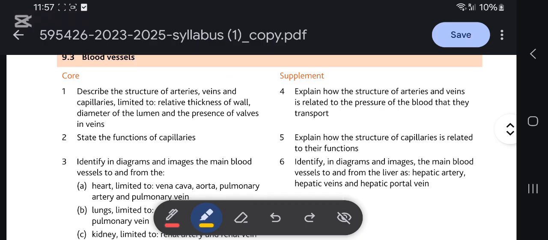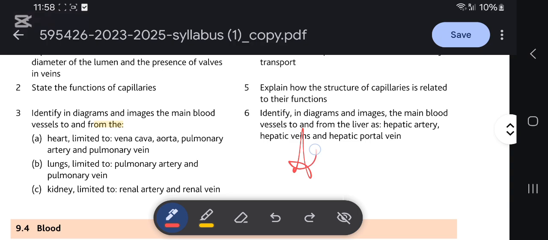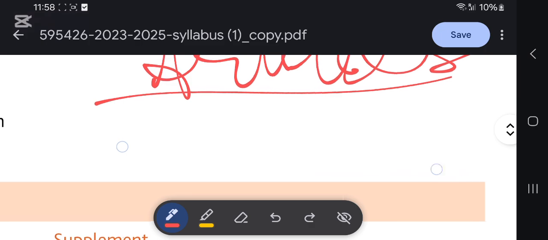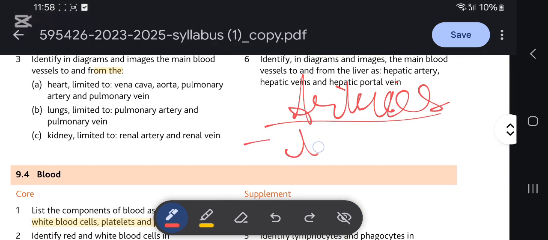Okay, now talking about arteries and veins. There's not much actually. You just need to know it. Arteries carry blood away from the heart, like the aorta and pulmonary artery. They have thick muscular walls to withstand high pressure, especially the aorta, because it has to carry blood to all the parts of the body.